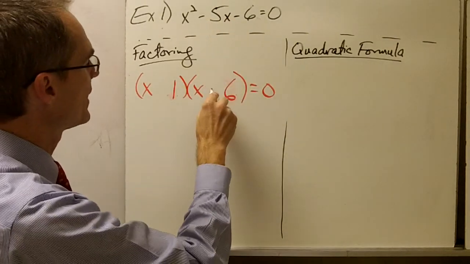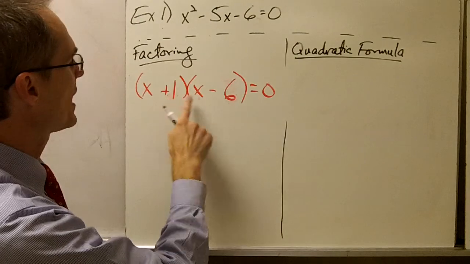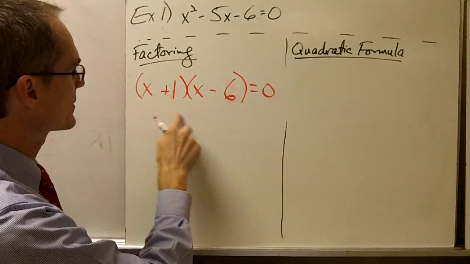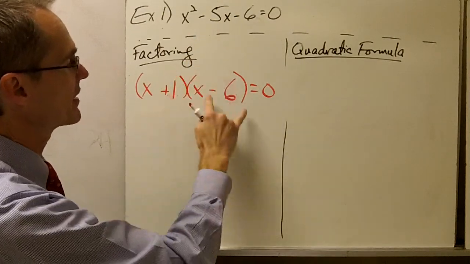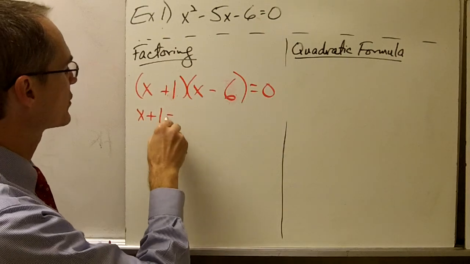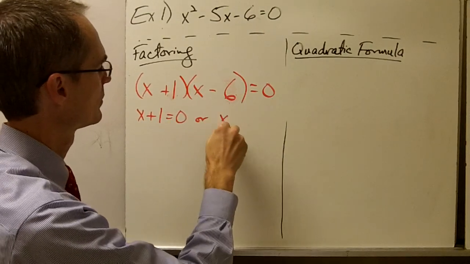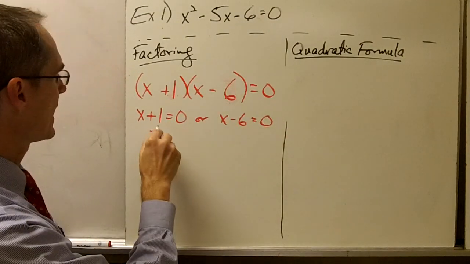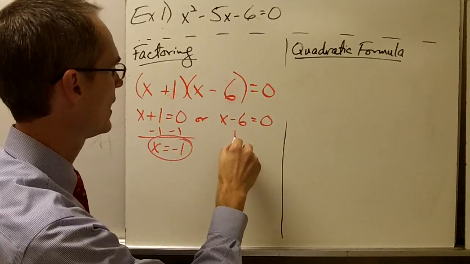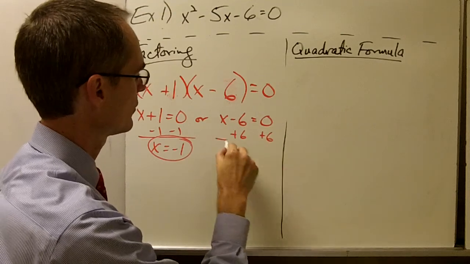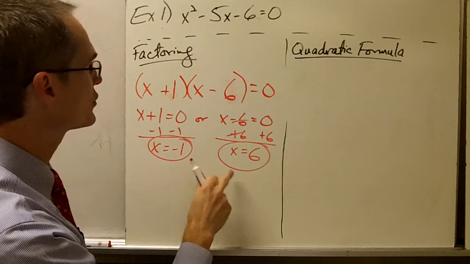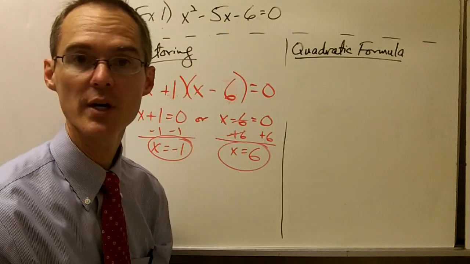Because I need a negative 5. So positive 1 times negative 6 gives me negative 6, and positive 1x and negative 6x gives me negative 5x. So this is the factored form of this expression. I set each factor equal to 0, and I subtract 1. In this case, I get x equals negative 1. I add 6 for this equation, and I get x equals 6. And here are my two solutions for this quadratic equation.